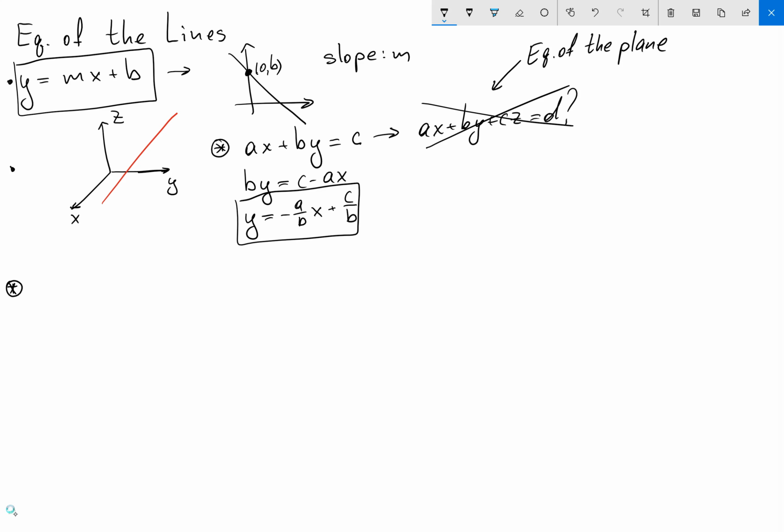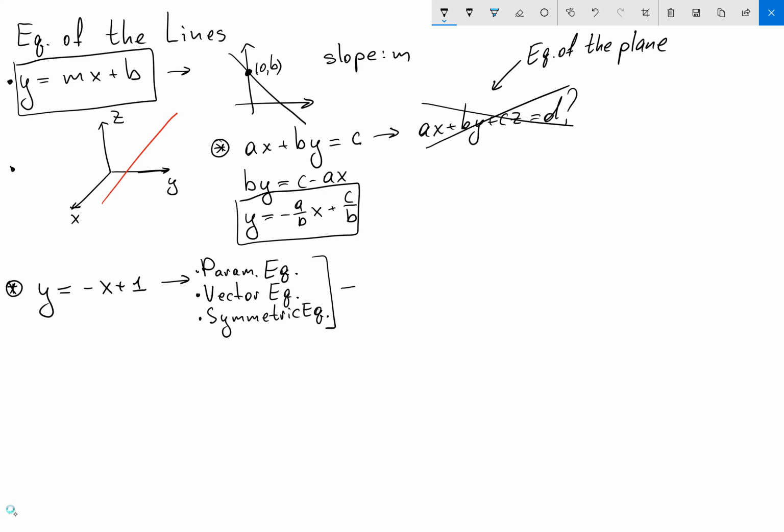So let's take some example. Let's take the example y equals minus x plus 1. And here I'm going to show how we can, from this example, derive the parametric equation of the line, the vector equation of the line, and the symmetric equation of the line. By deriving all three equations for a line in 2D, we can do the same in 3D.